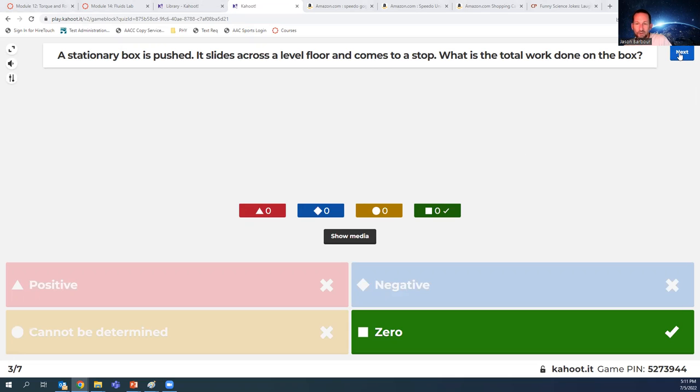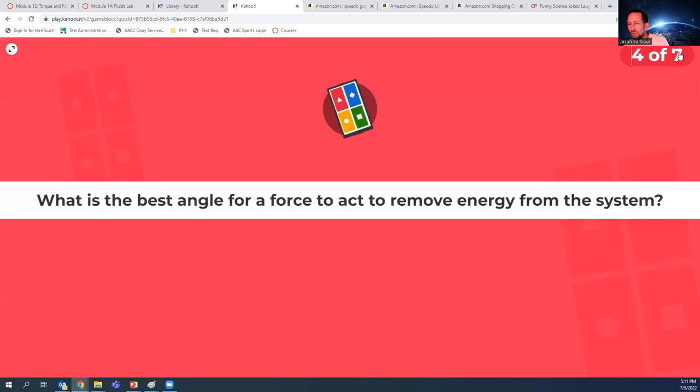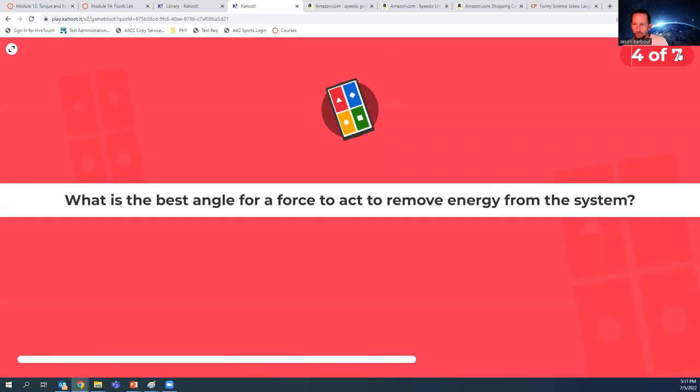If you want a further explanation for this or any of the other questions in this Kahoot, please contact me. I would be happy to go over them with you. All right, next. We're going to score, still zero. What's the best angle for a force to act to remove energy from the system?